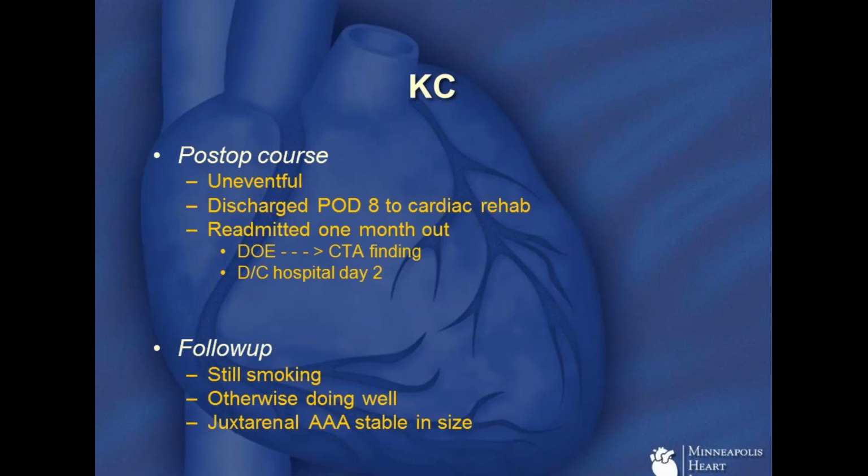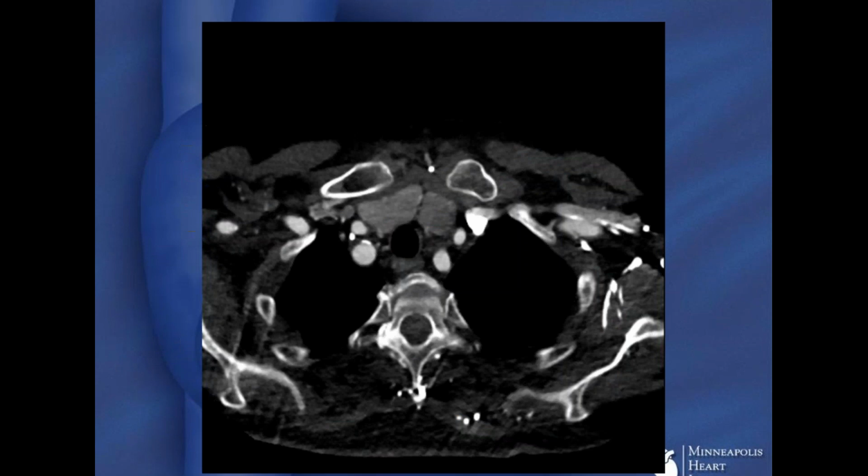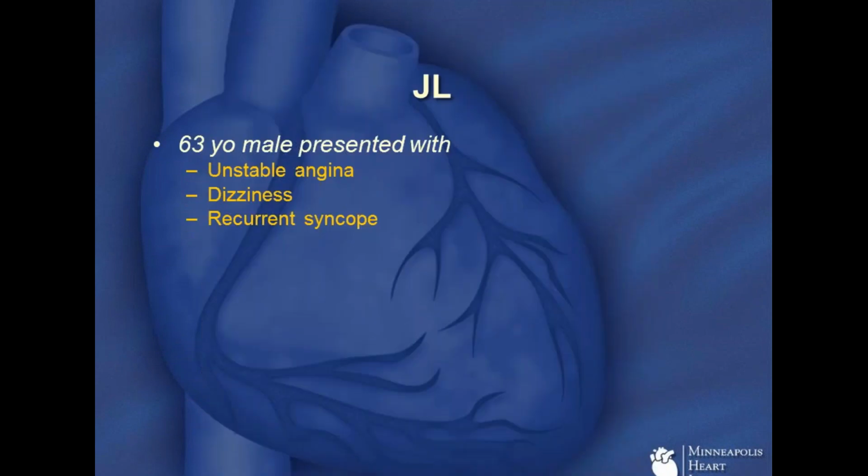So I've seen her, I've followed her now for her juxtarenal aneurysm. She's stable in size. It's about 4.6 centimeters. So thankfully this has not changed. She quit smoking initially, but went back to smoking. But otherwise she's doing quite well. So I think a good solution for a difficult problem there.